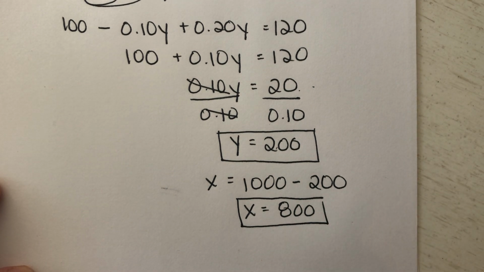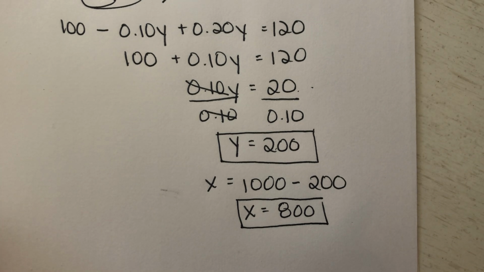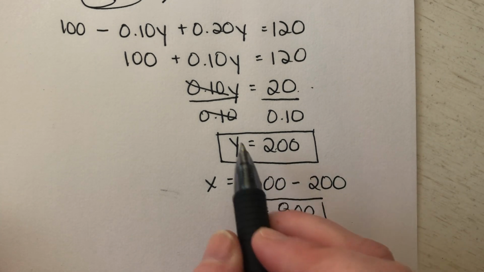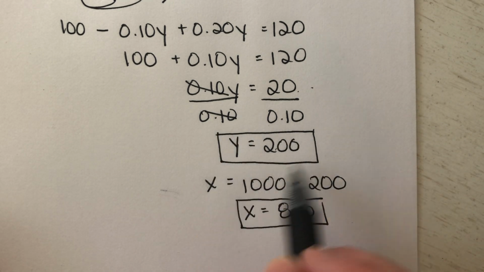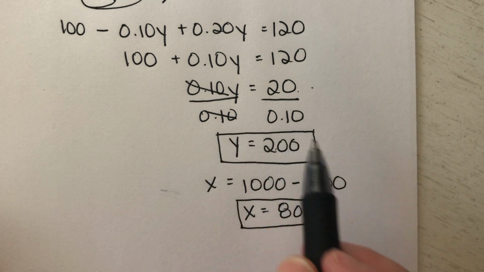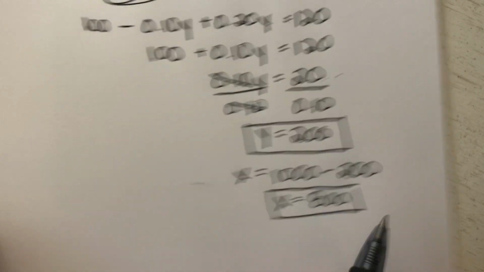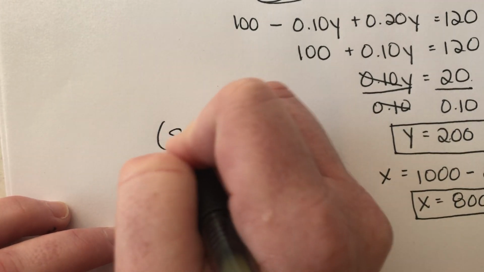Okay, so our solution here, remember our solution is always an ordered pair, X comma Y. My X is 800, my Y is 200. Don't switch those just because we solved for Y first. It's still the second number in the ordered pair. So 800 comma 200 is my solution.